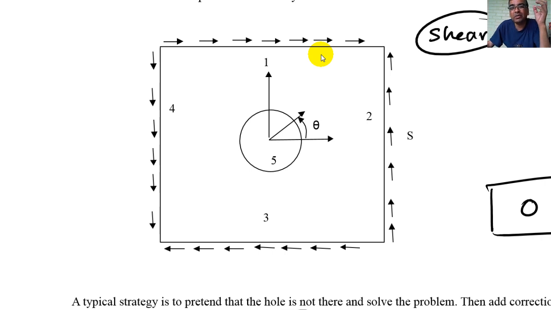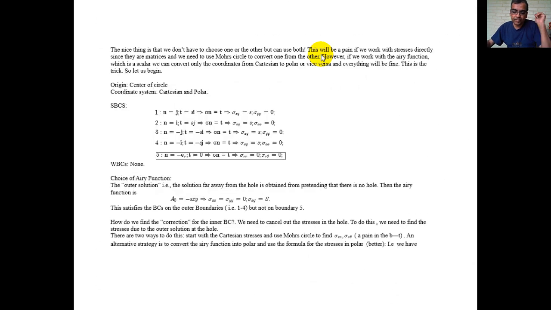If I were doing it with stresses, this is a headache because converting stresses from Cartesian to polar requires you to do all kinds of more circle stuff. But if you do with Airy stress functions, you just have to convert x and y to r and theta. That is, substitute x equal to r cos theta, y equal to r sin theta. So what happens is, you can start out with Cartesian and then convert to polar easily. That's what we are going to do. So the idea is, first thing to do is do the plate without the hole.